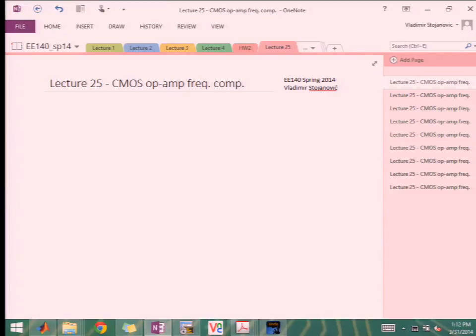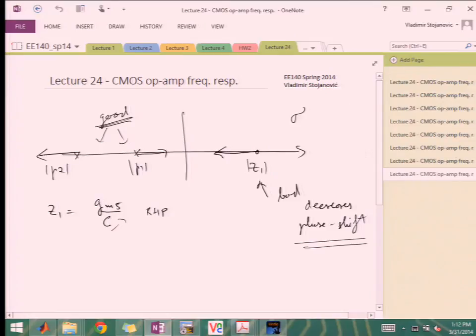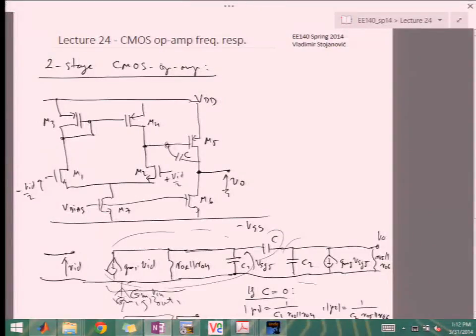So I wanted to do a little bit of a recap on where we left off. It's been a while since we actually had a lecture, and I wanted to recap the 2-stage op-amp frequency response analysis and this pole movement with compensation, and then we're going to go into some more details about it. These are the last 2 pages that we covered in the last lecture.